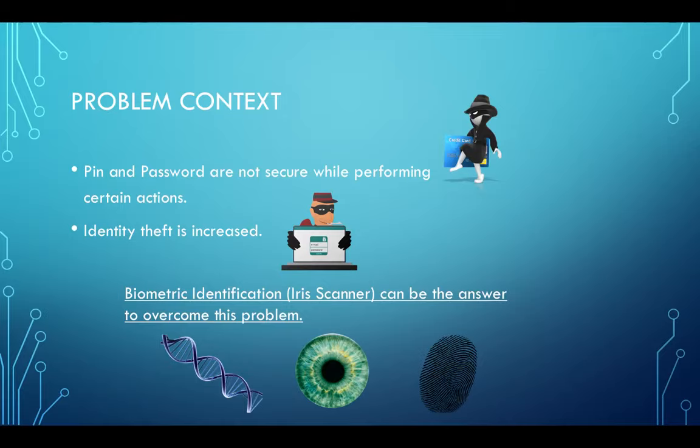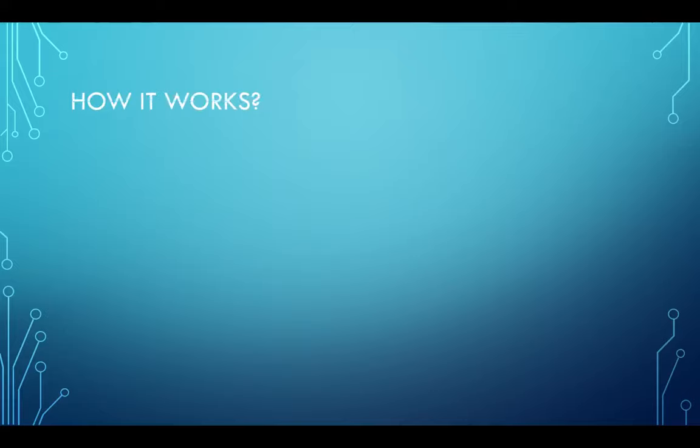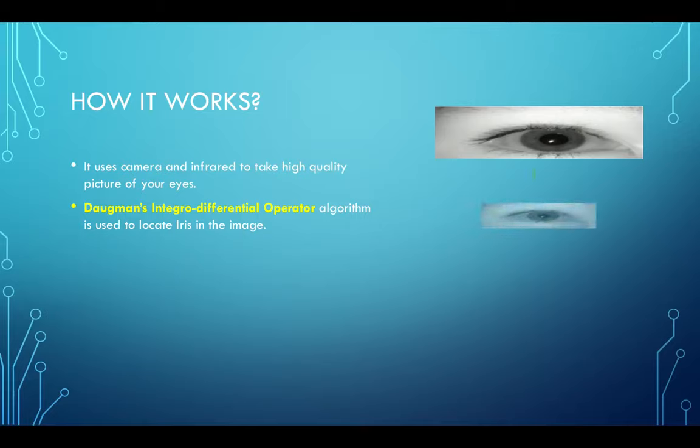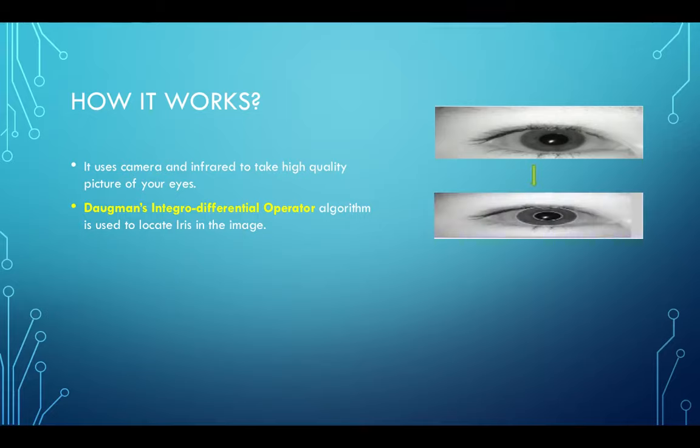Now let's see how it works. Number one, the camera scans the person's eyes and produces a digital image of them. Then, using the Daugman integro-differential operator algorithm, the software attempts to isolate the iris by drawing two circles, one at the inner boundary and the other at the outer boundary of the eye.